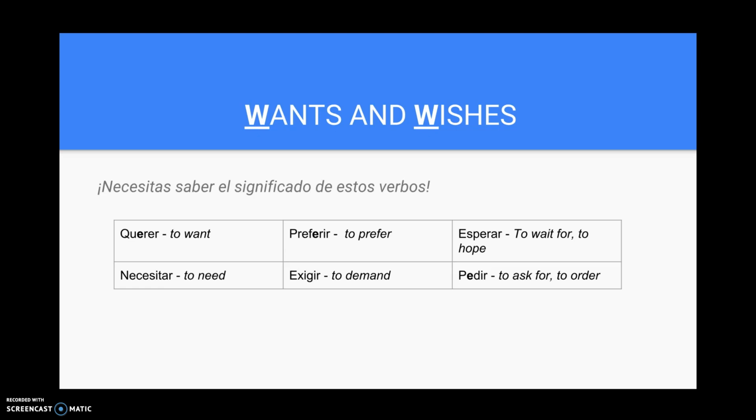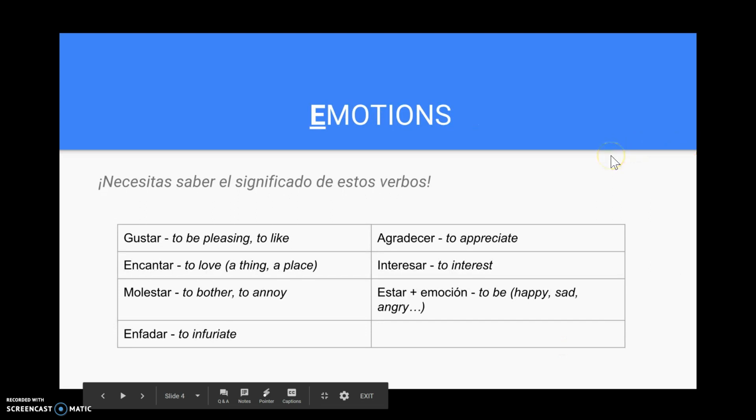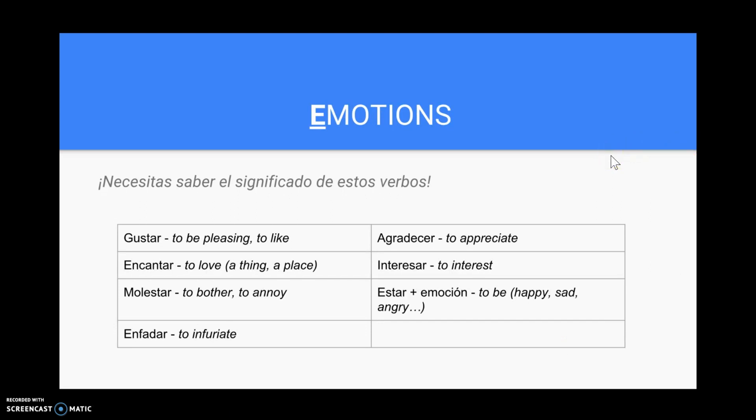Give it a try, and when you're ready, move on to the A for emotions. If you see any of these verbs, a lot of which are a little wonky, I'm going to point at the ones that conjugate like gustar, and you'll note them also noted in your notes packet on página 7.